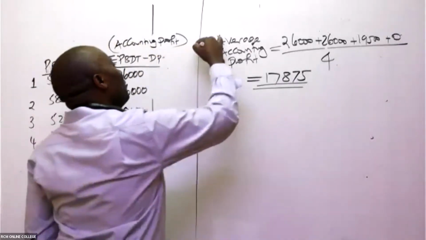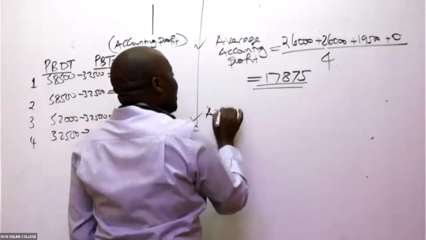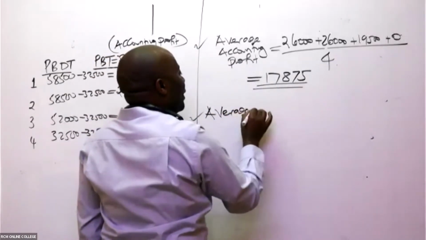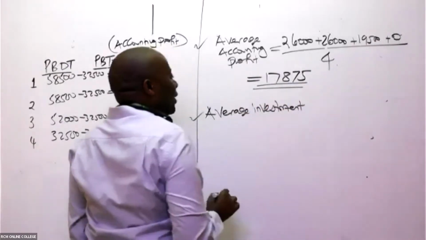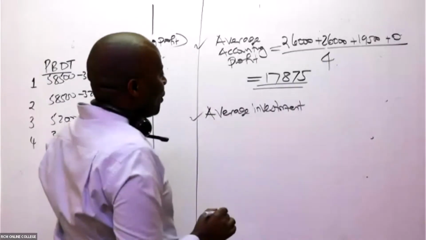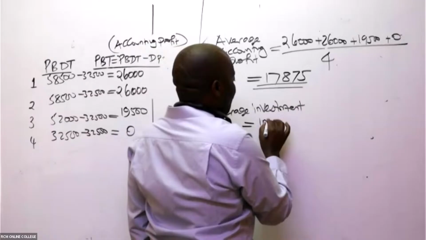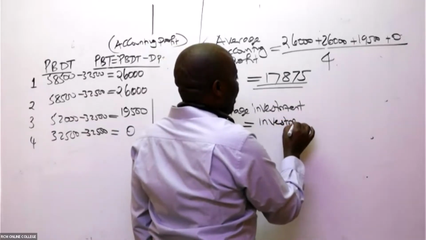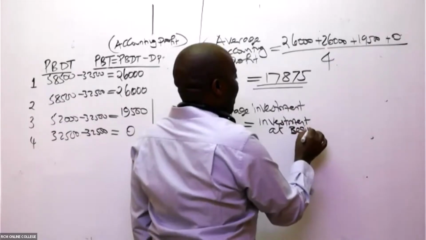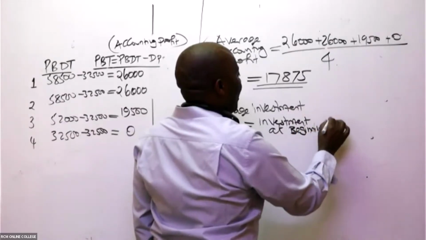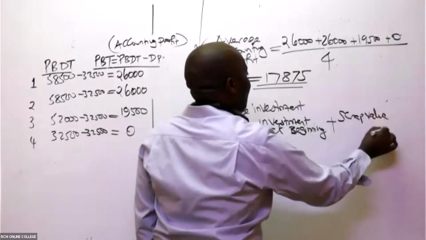Now, ladies and gentlemen, a good student went ahead here and gave us the average investment. And how do we get this average investment? This is very easy. You take the investment at the beginning, plus the scrap value.